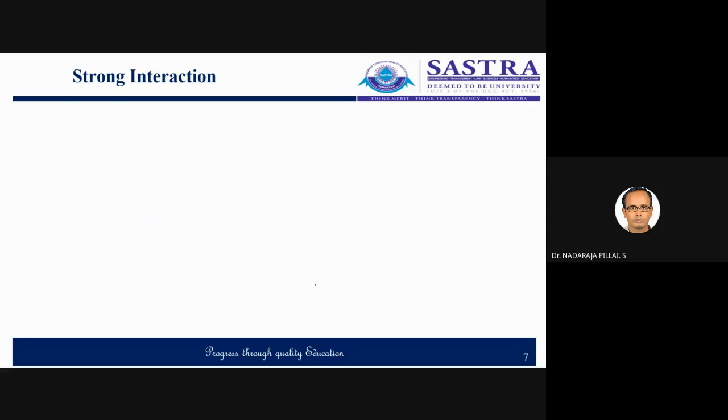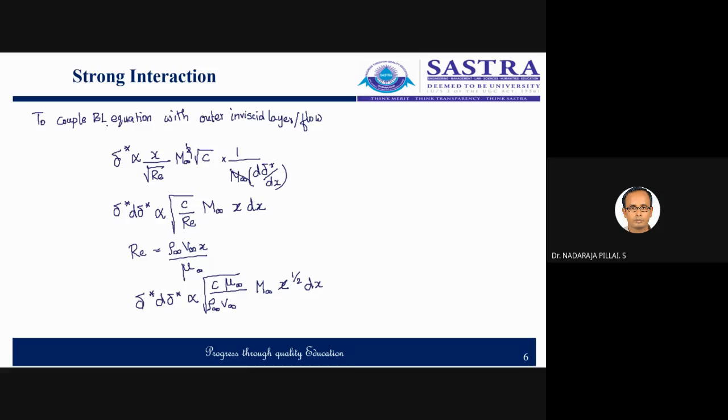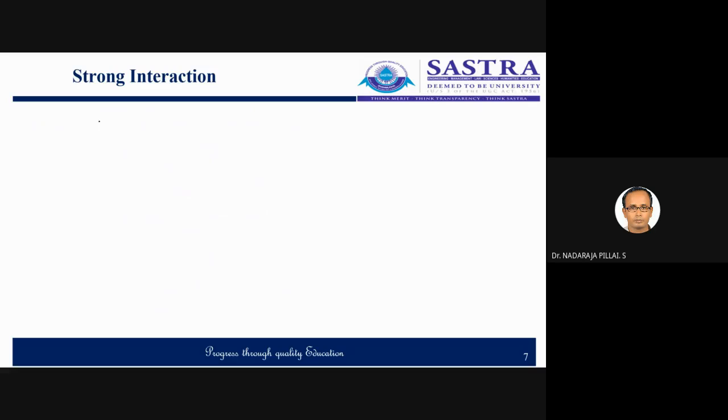Now let us integrate the above equation. We can integrate and get del star and d del star. So let us write this equation as del star square, that is proportional to root of C into mu infinity by rho infinity V infinity and M infinity, and x power 3 by 2.